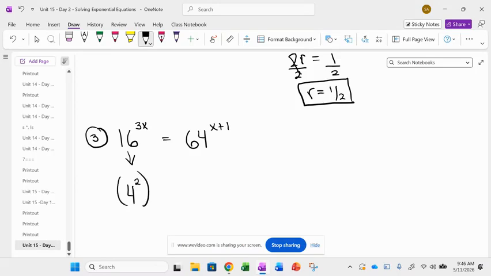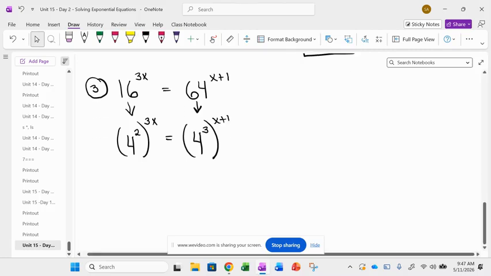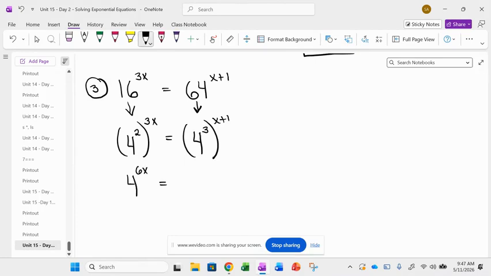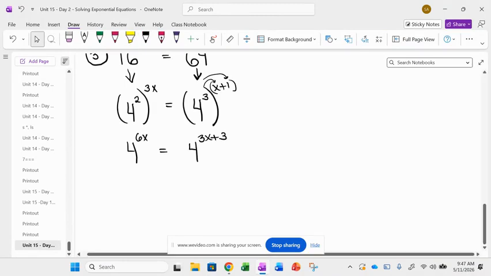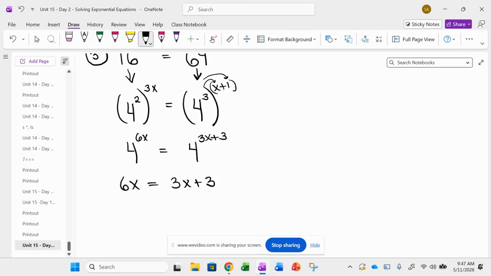So that becomes 4 to the second raised to the 3x power. 64 becomes 4 to the third raised to the x plus 1 power. Now, do we agree power to a power we multiply? So this is going to be 4 raised to the 6x equals 4 to the third times x plus 1. Now, because I'm multiplying a monomial by a binomial, don't I have to distribute that 3? So this becomes 3x plus 3. So now that our bases are the same, I can set their exponents equal. And I'm going to get x is equal to 1.